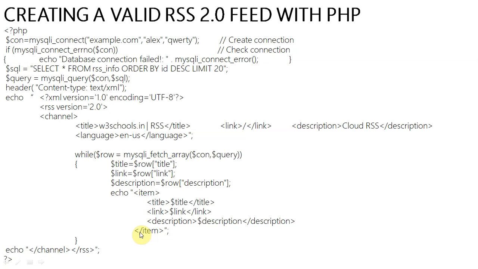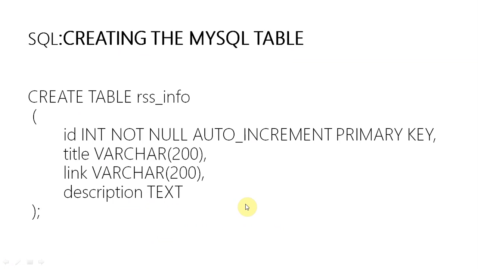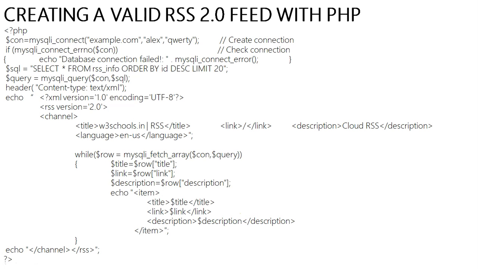Echo item is opened here, then title, and inside the title we are mentioning the value which we have retrieved from the title field. But in the previous one we mentioned heading only: heading title, title, article URL, article content. Now we are directly accessing the values. So title, the second one is the link, and the third one is the description. So these headings are also there: title, link, and description.